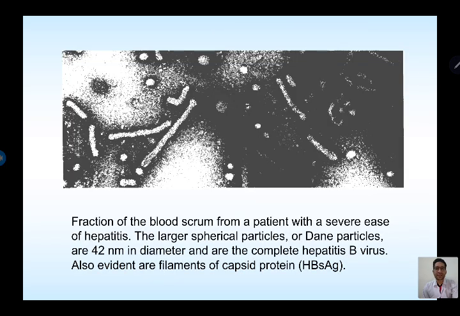Fraction of the blood serum from a patient with a severe case of hepatitis: the larger spherical particles are the Dane particles, which are 42 nanometer in diameter and are the complete hepatitis B virus. Also evident are filaments of the capsid protein.